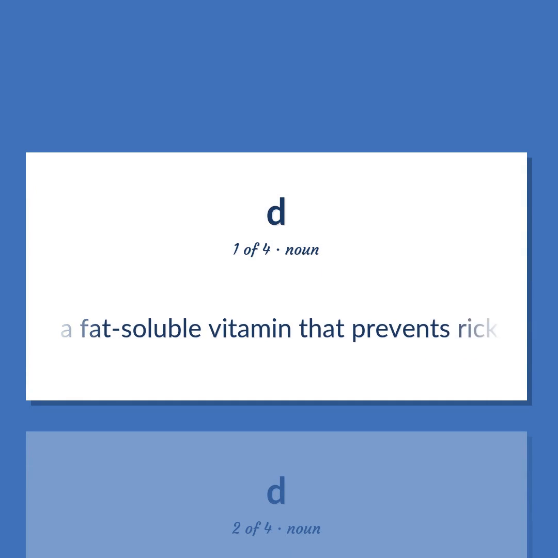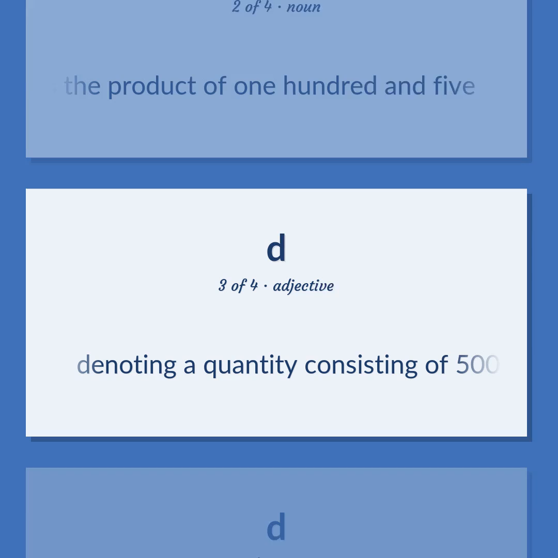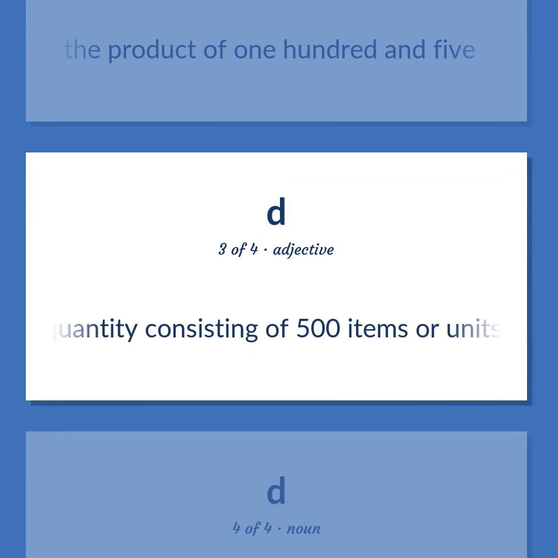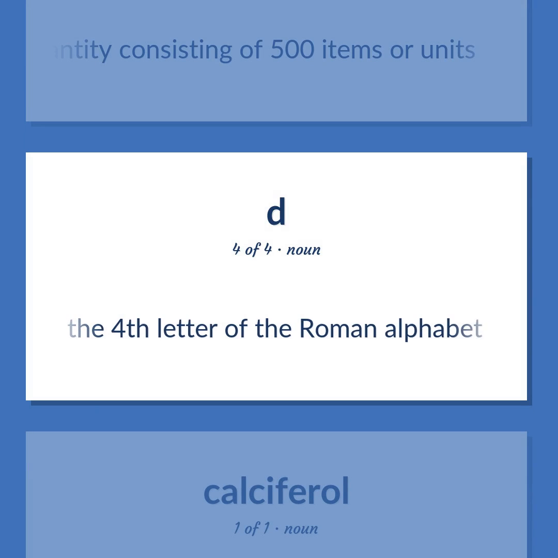A fat-soluble vitamin that prevents rickets. The cardinal number that is the product of 105. Denoting a quantity consisting of 500 items or units. The fourth letter of the Roman alphabet.